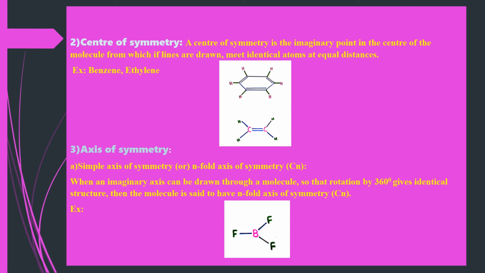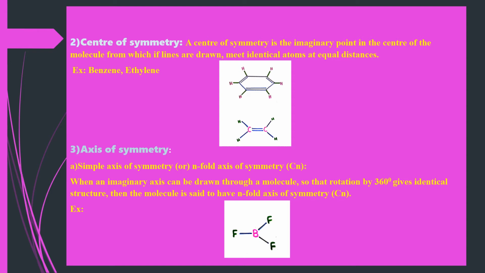Hope I made it clear to you, students. Once again, when an imaginary line is drawn through a molecule, and if the molecule is rotated about this imaginary line through a complete rotation of 360 degrees, if it appears to be identical more than once, then we say that that particular molecule has simple axis of symmetry.